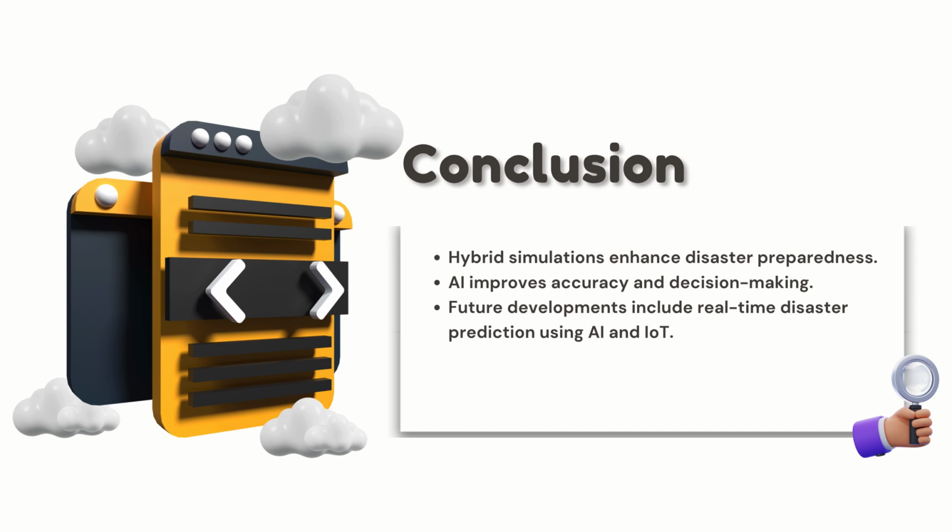In summary, hybrid simulations provide a powerful tool for disaster preparedness by modeling both human actions and environmental changes. AI further enhances these simulations by enabling real-time data analysis, predictive modeling, and optimized response strategies. In the future, advancements in IoT sensors, AI analytics, and real-time disaster monitoring will make emergency response even more effective, helping save more lives.